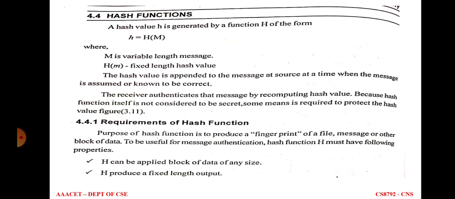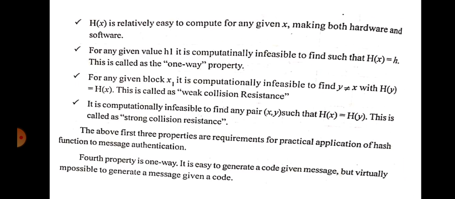Some of the requirements of the hash function. The first one is that the hash function can be applied to a block of data of any size. Already we saw that, because the input can be a message of any length. The second is that H produces only a fixed size output. The third requirement is that h = H(x), the hash value of a particular input, is easy to compute for any given value of x, making both hardware and software implementations practical.